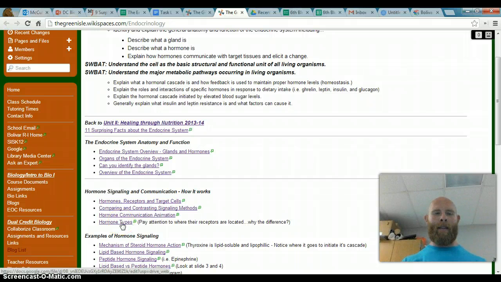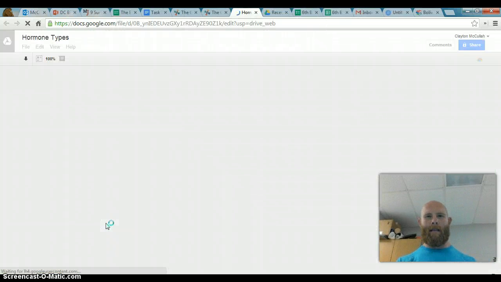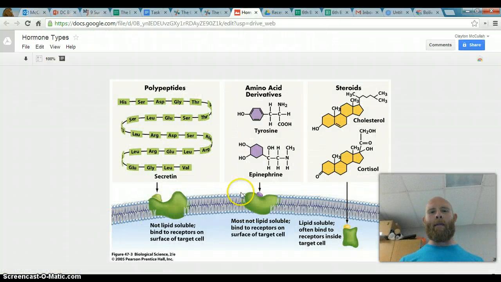Now, last thing we're going to look at on this is the different hormone types. And like I said, pay attention to where the receptors are located. Hormones can come in different forms. They can come in the form of polypeptides or proteins. They can come in the form of individual amino acids, or they can be steroid type hormones, which are basically cholesterol derivatives. In other words, they're made from cholesterol.